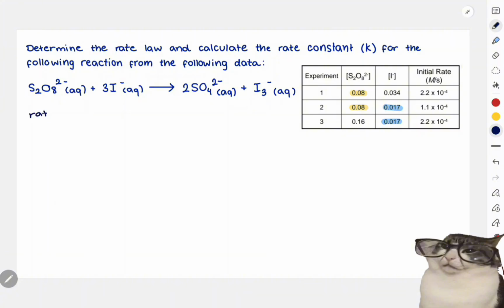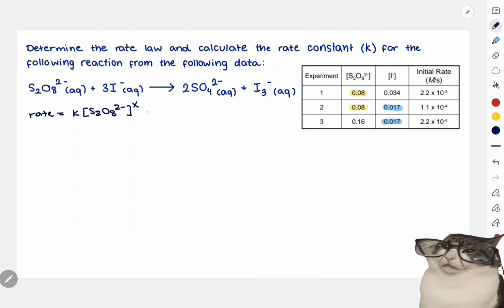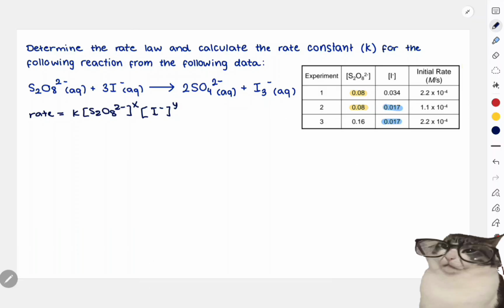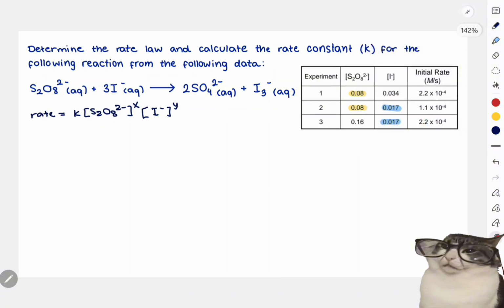So that would simply be the reaction rate equals k multiplied by the first reactant, that is S2O8, or peroxydisulfate. We do not know the order of the reaction, so we would just put x there. You can also put m or n, whatever you like. The second reactant would be iodide, and the order of reaction, I would just symbolize it with y. So now we need to find x and y.